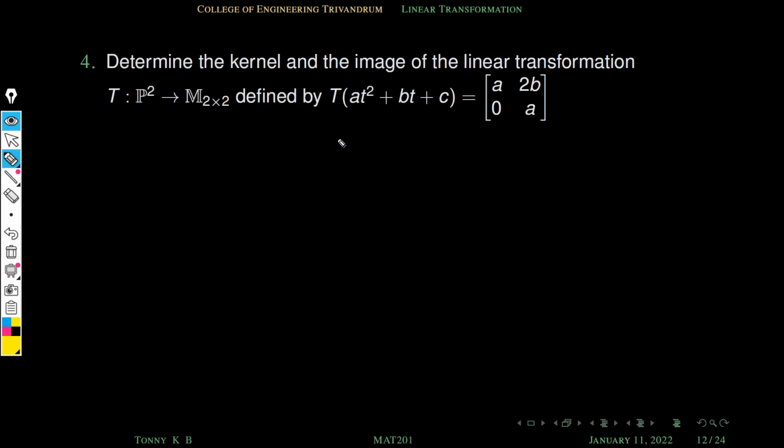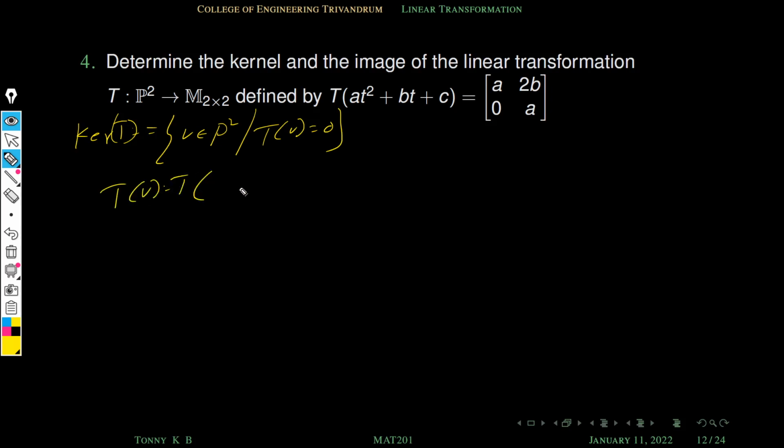So first we have to find the kernel. Kernel means those vectors in P2 whose image equals 0. So this is our kernel: the set of all V belonging to P2 such that T of V equals 0. Here V is an element of P2, so it is of the form At squared plus Bt plus C. By definition, its image is the matrix A, 2B, 0, A.